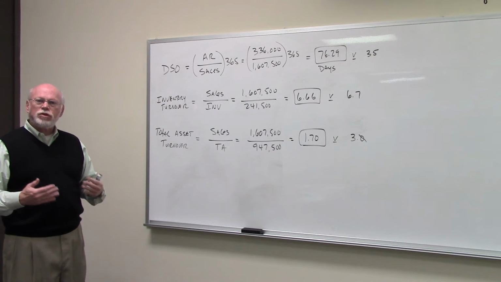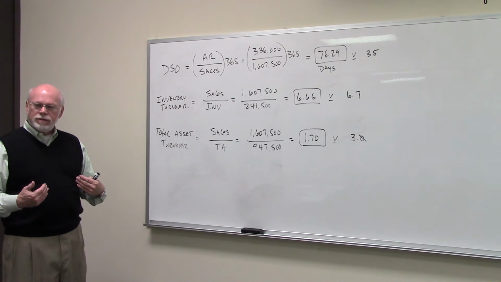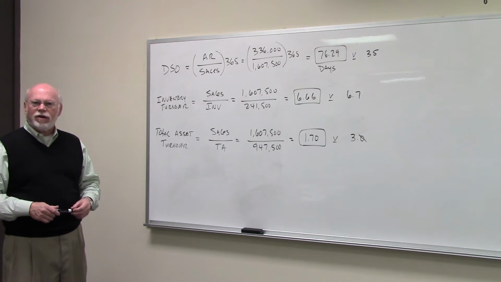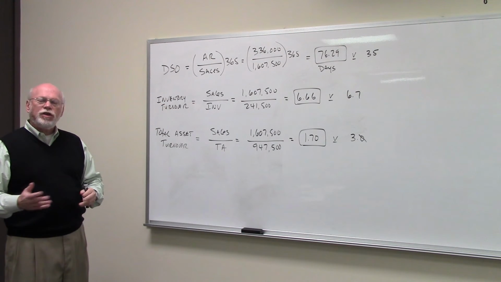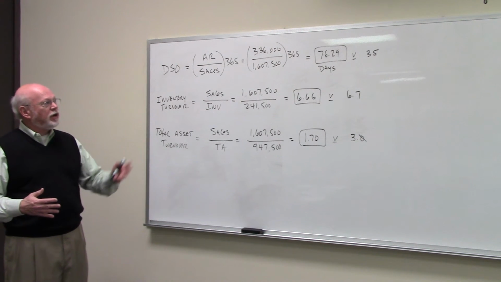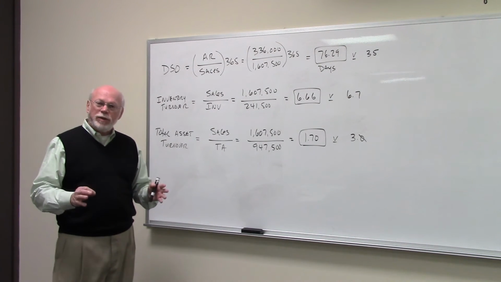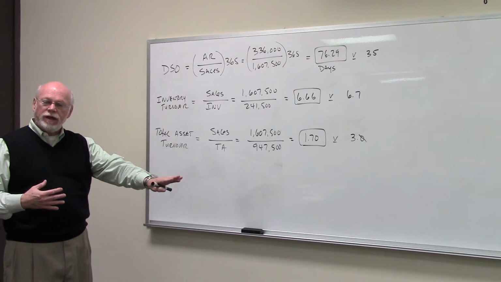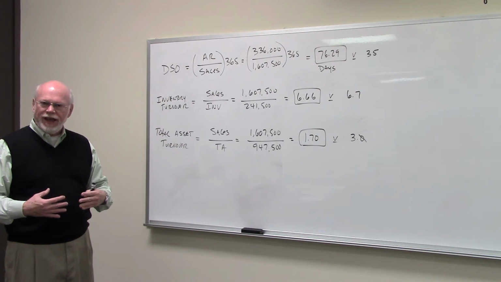And so accounts receivables off the balance sheet, $336,000. Sales off the top of the income statement is $1,607,500. Do that division, multiply by 365, you find that Berry Computing has a days sales outstanding or average collection period of 76.29 days. What that means is that your typical customer who comes into your business and puts something on credit, you don't see cash for those sales for 76.29 days.